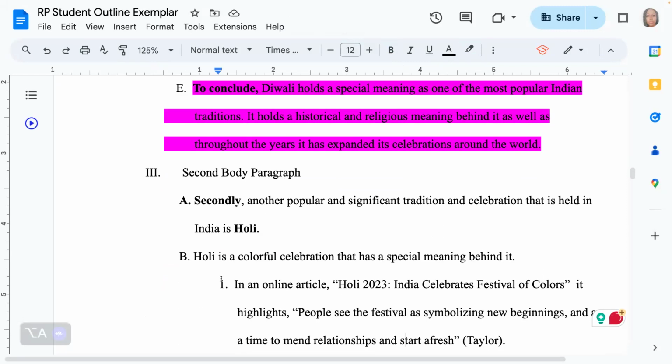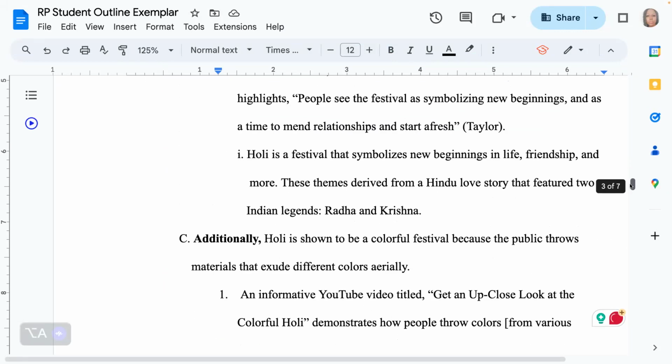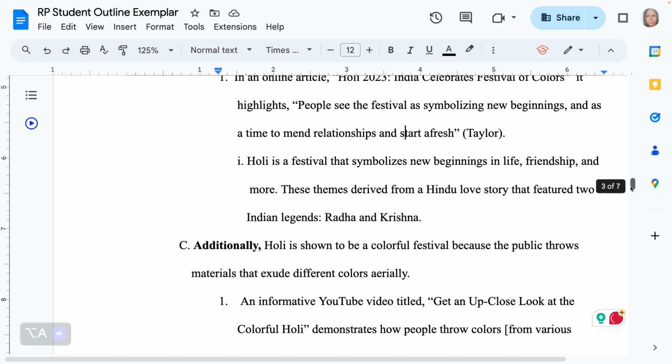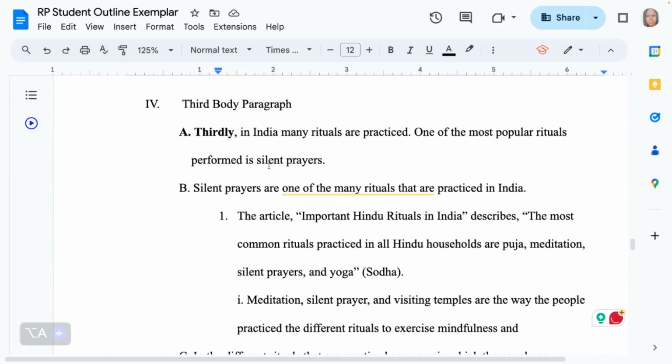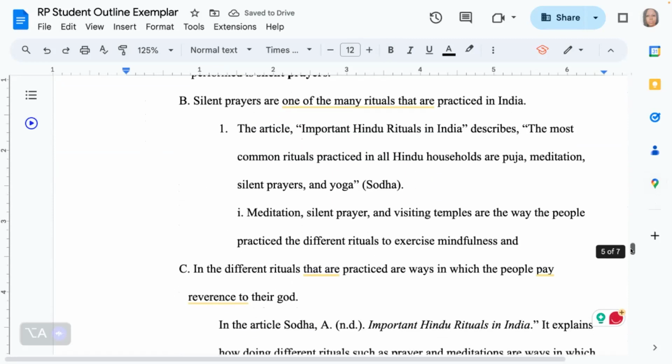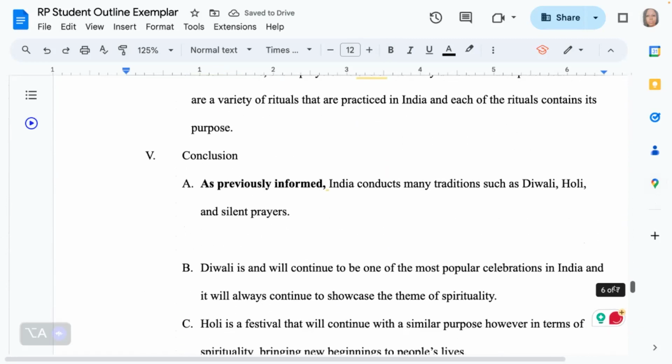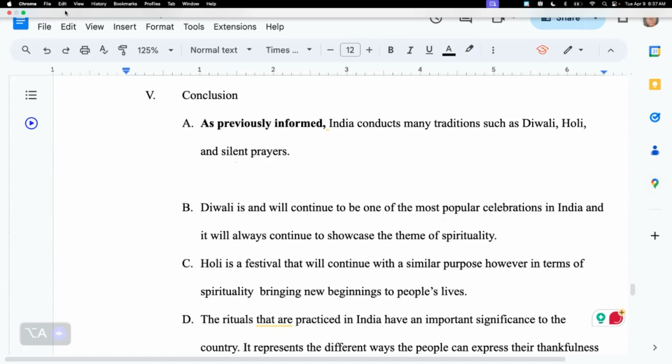So then next, you will go ahead and focus on your second body paragraph and follow the same process, except you will focus on your second point in your thesis statement. So for example, hers is Holi, and then she'll go to her note cards about Holi and ensure that she uses her quote, paraphrase, and summary card for Holi. The same process. She's given credit in MLA format. And then she does the same thing lastly for the third body paragraph for silent prayers, because that is her third point. And then she has her conclusion.